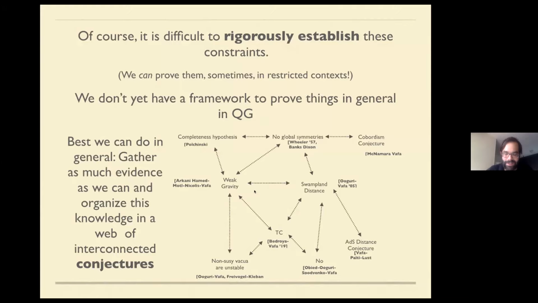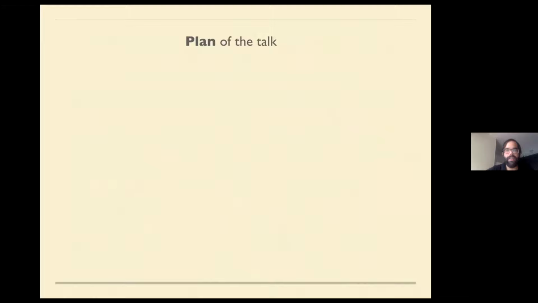Okay, so you see some famous conjectures here, like the weak gravity conjecture or the Swampland distance conjecture. But today's talk is going to be about these two in the top corner, which are some of the oldest and best established conjectures in the Swampland: the completeness hypothesis and the absence of global symmetries. So that's in a nutshell the broader picture of what I'm going to be talking about. And this is how I'm going to be doing it.